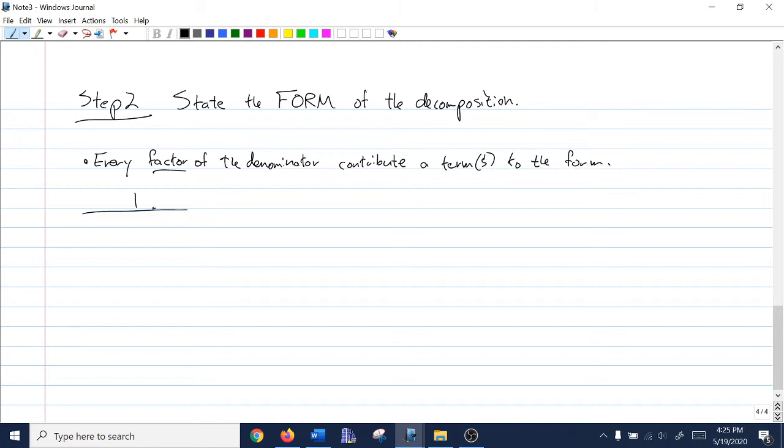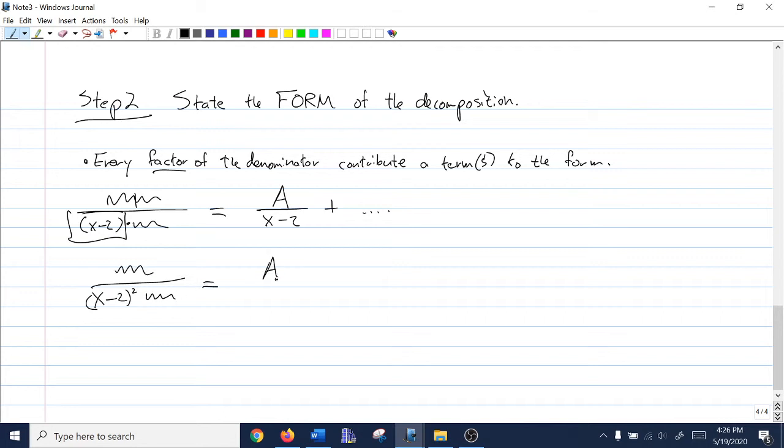If I have stuff on top and the first factor is an x minus 2 times other stuff, then I'm expecting x minus 2 to be a denominator when I split it up. I'm expecting to get something over x minus 2. Okay? If I have an x minus 2 squared, then not only do I expect to get something over x minus 2, I'm also going to get a term over x minus 2 squared.